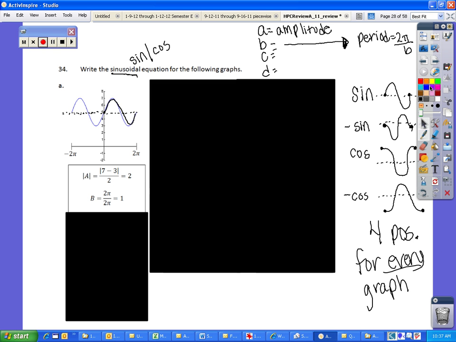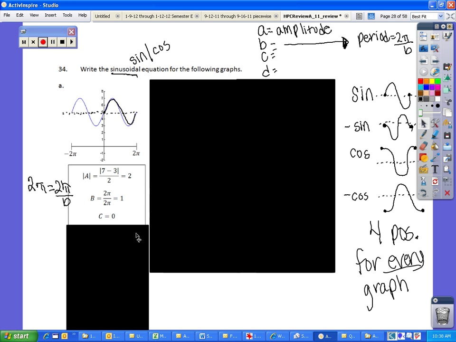Alright, so let's go back over here to solving for B. So I know that my period is 2 pi because it goes from 0 to 2 pi. So I'm going to substitute that in for the word period. So period 2 pi is equal to 2 pi over B. So to solve for B, I basically just interchange 2 pi and B, and I'm left with 2 pi over pi, and 2 pi over pi is equal to 1. So my B value is 1.